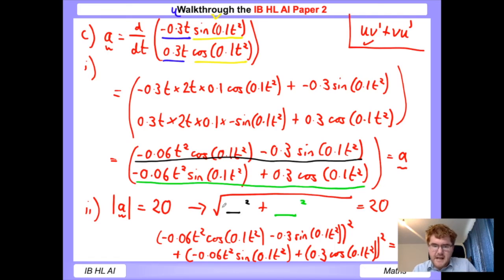And you're probably thinking at this point, well, how do I even solve an equation like this? So we've got cos's and t's and God knows what is equal to 400. This is where we simply put this into our GDC. So all I'm going to do is put the left-hand side into my GDC, put a line in at 400, and find where they intersect.